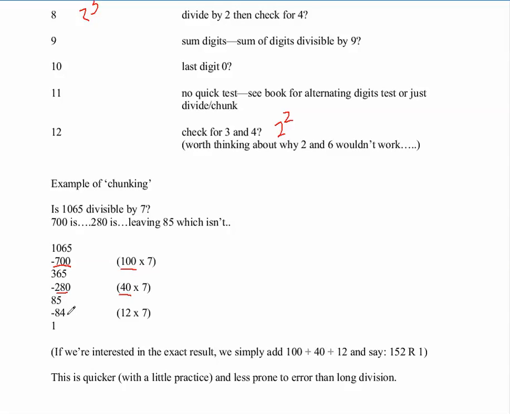Now we're down into the realms of the part of the times table that we certainly should have memorized. Anything up to 15 times 15, we really need to be able to do in our heads like lightning. And so we see 85, and we immediately should think of 84, 12 times 7, leaving us with 1. So 1065 is not evenly divisible by 7.